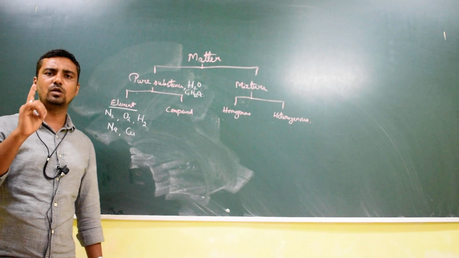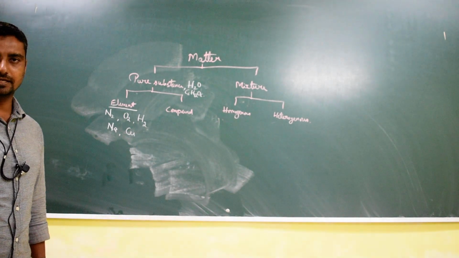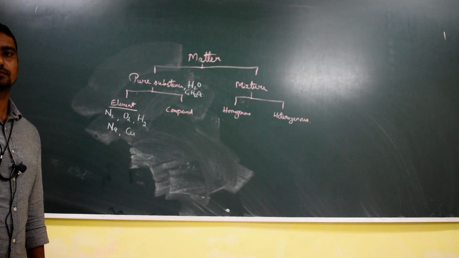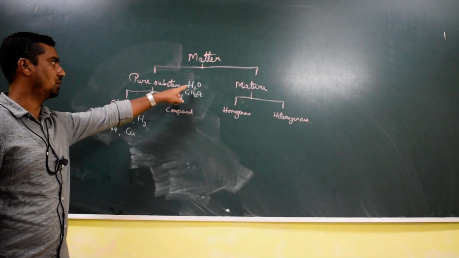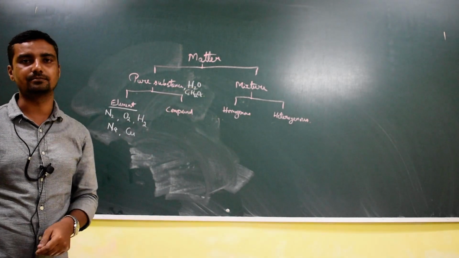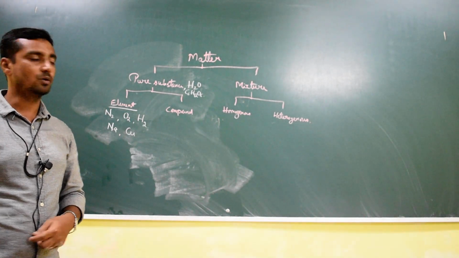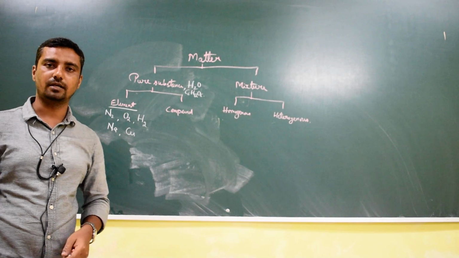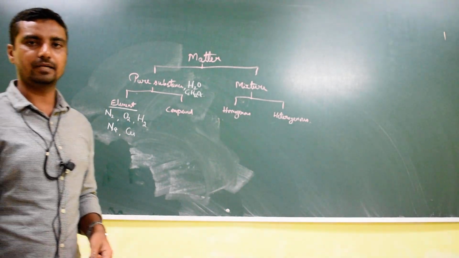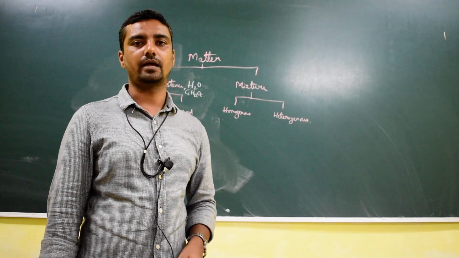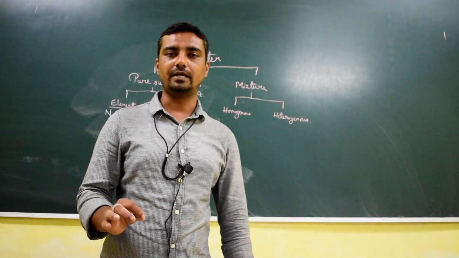It should be containing only one type of atom. They are called elements. Water is not an element because it contains two different atoms. But water is a compound. So what do you mean by element? Elements are made up of only one type of atom.